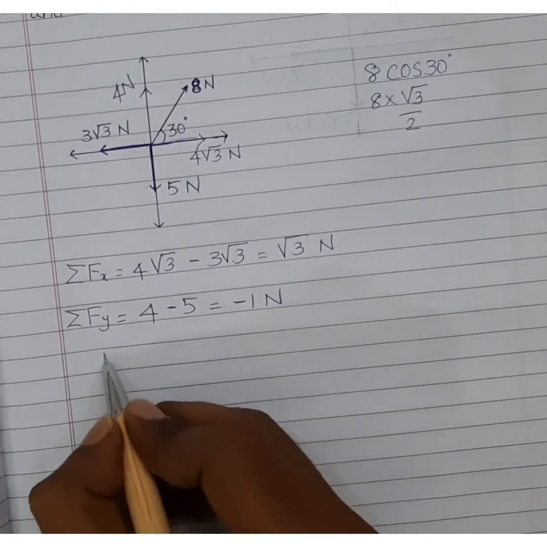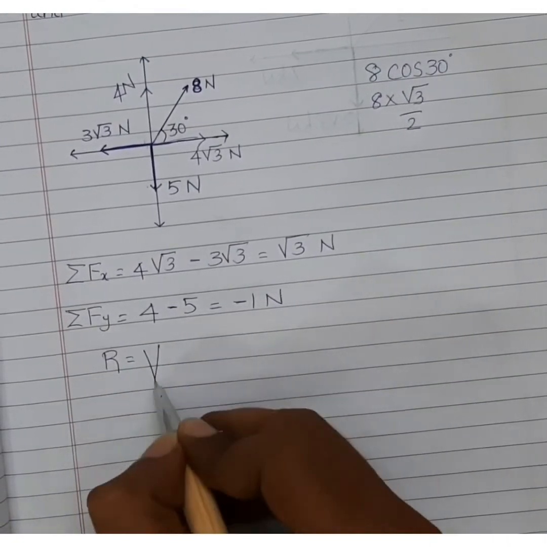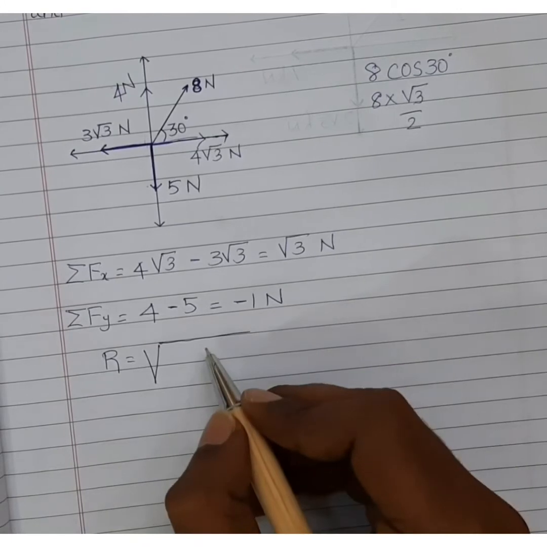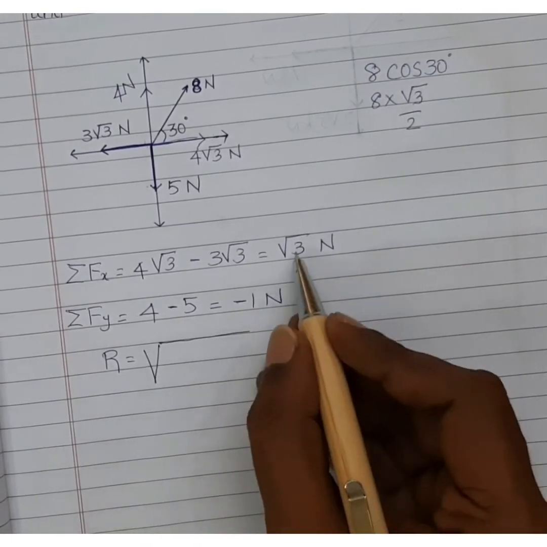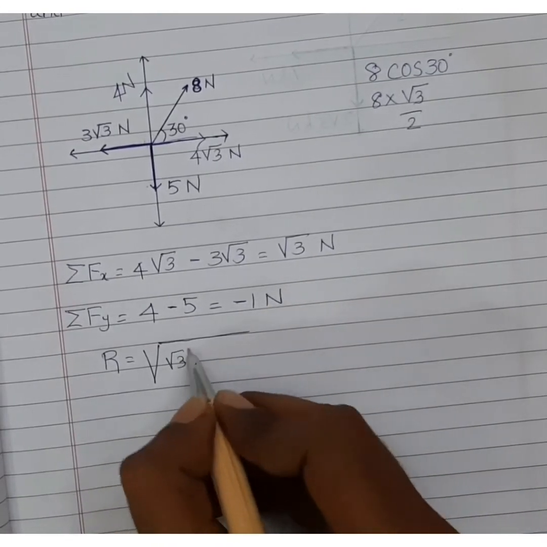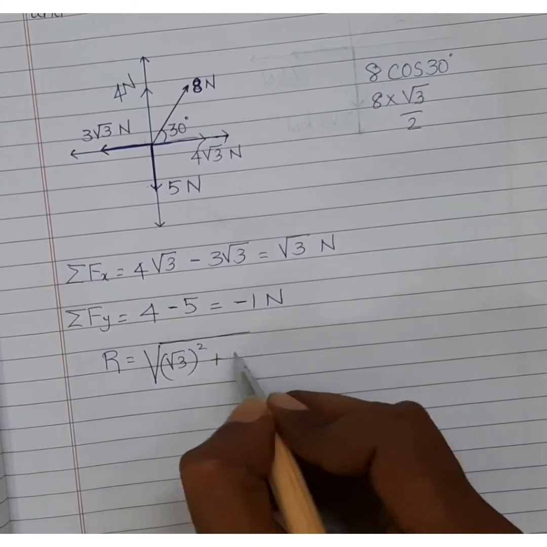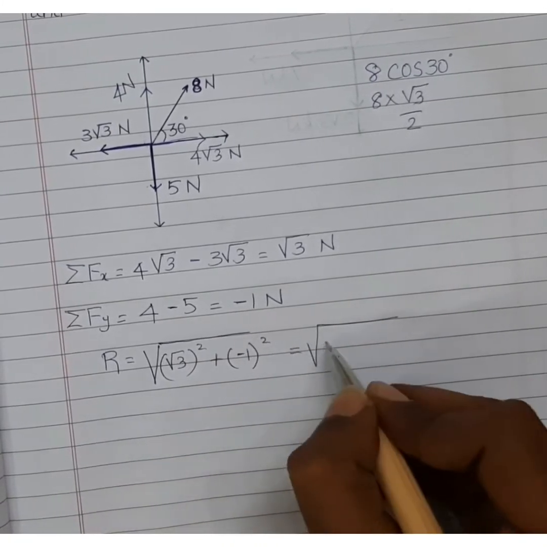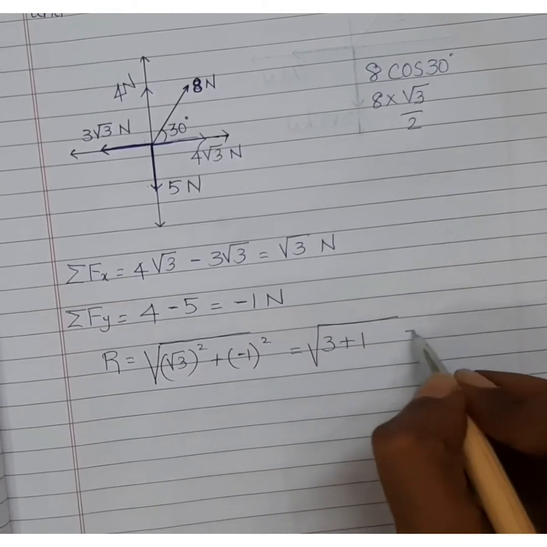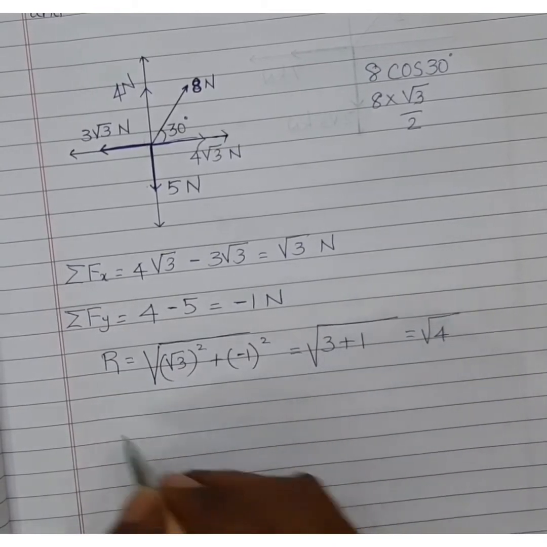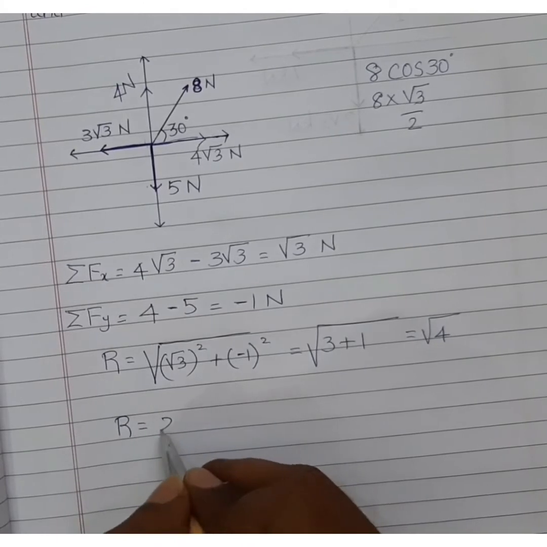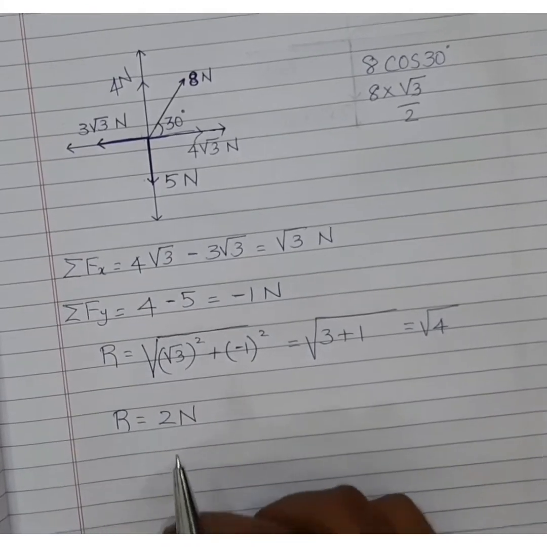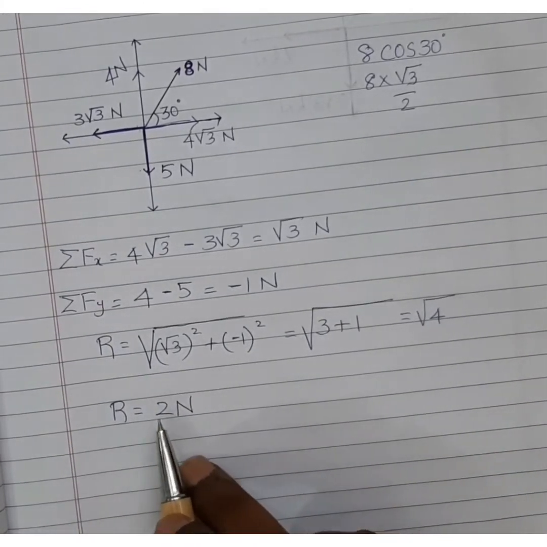Now the formula for resultant is R is equal to root of sigma fx square plus sigma fy square. So that is √3 the whole square plus minus 1 the whole square. So that is 3 plus 1, √4. So the resultant is nothing but 2 Newton. So we have found the magnitude of the resultant.